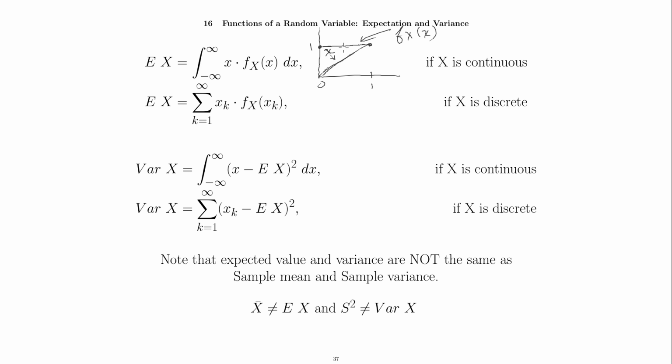Okay, so now let's multiply these together. Well, this is a constant, this is 1, so this line here is their product. This is x times f_X(x). Then we integrate it from minus infinity to infinity. Well, this is easy because it's just this area here, which is equal to 1/2. So that's what this means.